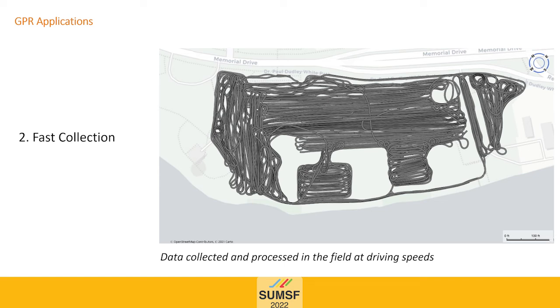This is an example where we hooked up our system to an ATV, and we were able to ride around in the park. This is in Cambridge, near Boston, and we collected all this data in one day. You can see the tracks we took with the ATV, trying to cover all our bases, and where the trees were, we had to go around them.